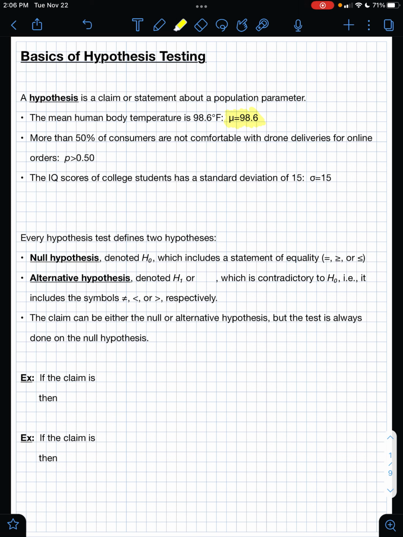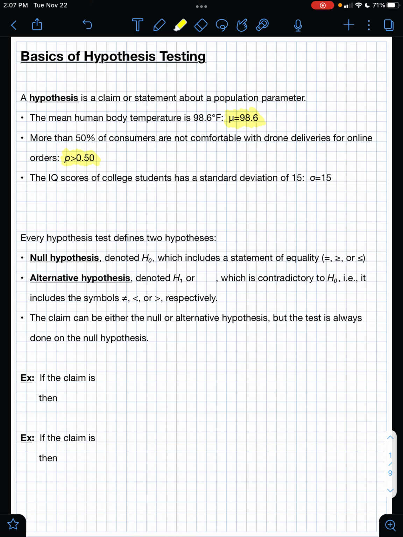Another example of a claim is the idea that more than 50% of consumers are not comfortable with drone deliveries for online orders, or that p, the proportion, is greater than 0.5. Well, again, we don't really know that for sure. That's based on whatever Amazon or Etsy or whatever company stated. They might tell us, hey, most people are not comfortable with it, but we don't really know. So it's a claim that we may choose to test.